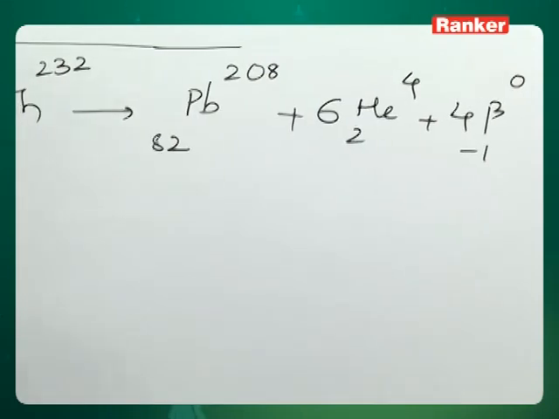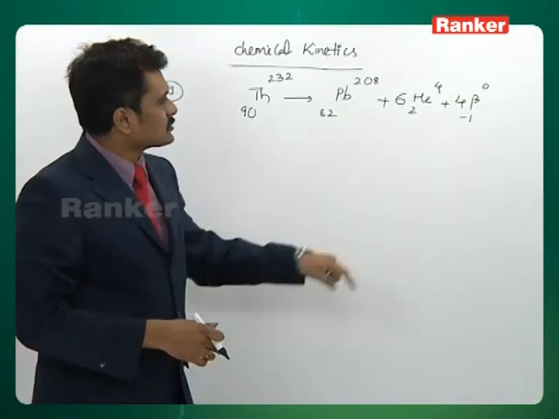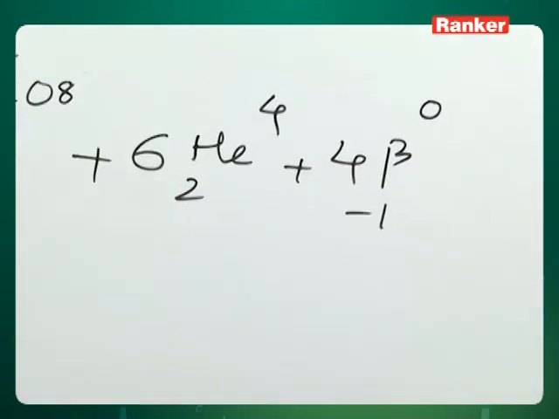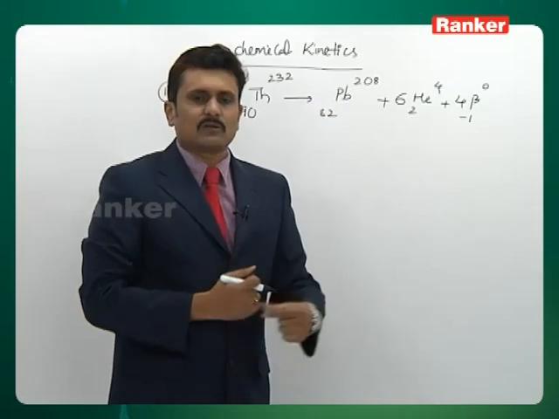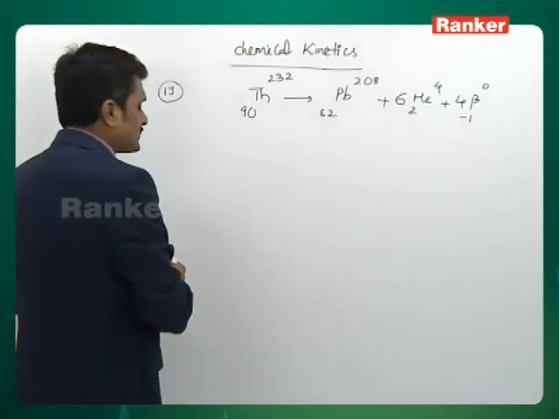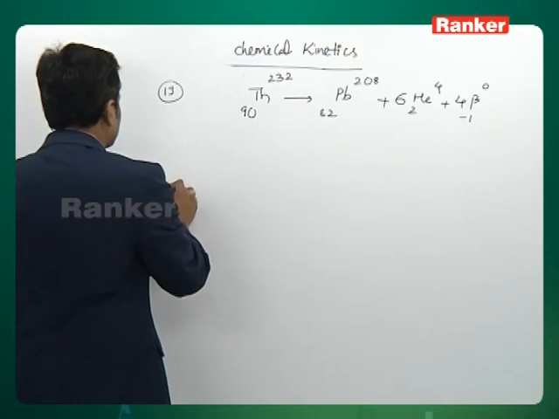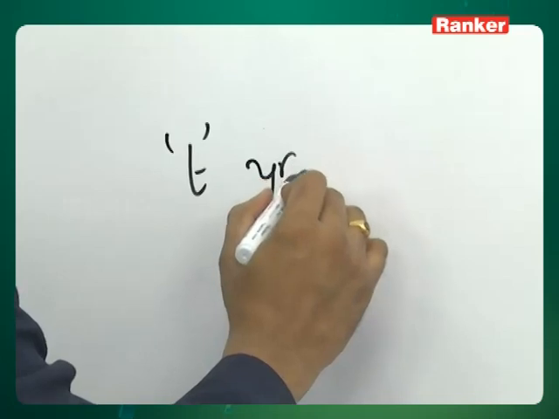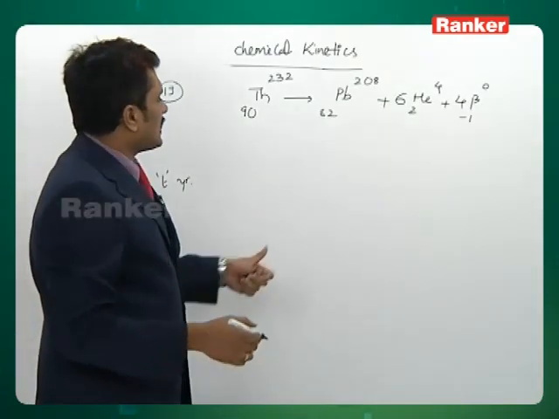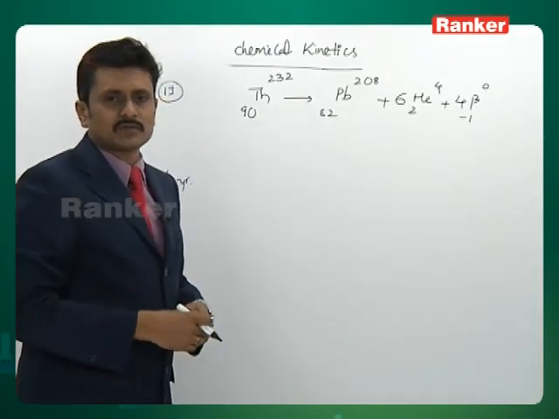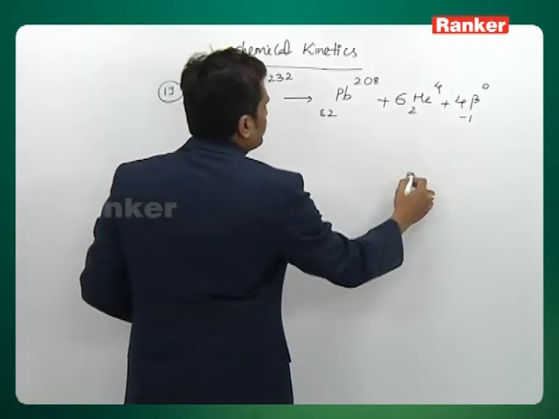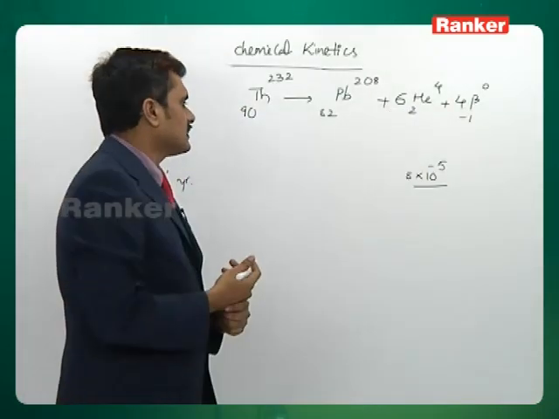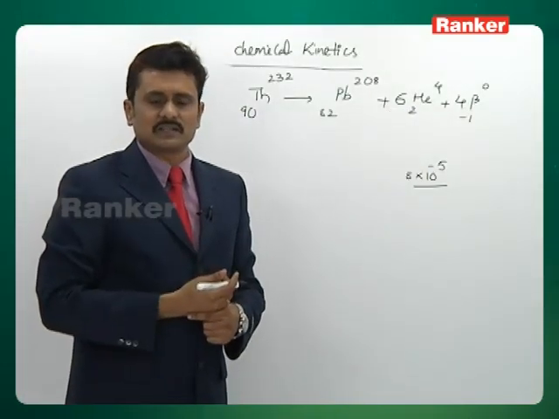But the data provided to us has nothing to do with the beta particle, because we have been given the volume of helium gas released at STP and also the mass of thorium which is present after a certain period of time. Let us assume that the age of the ore is some T years, and after this time T you are given that the volume of helium gas measured at STP is 8 into 10 to the power minus 5 milliliter.